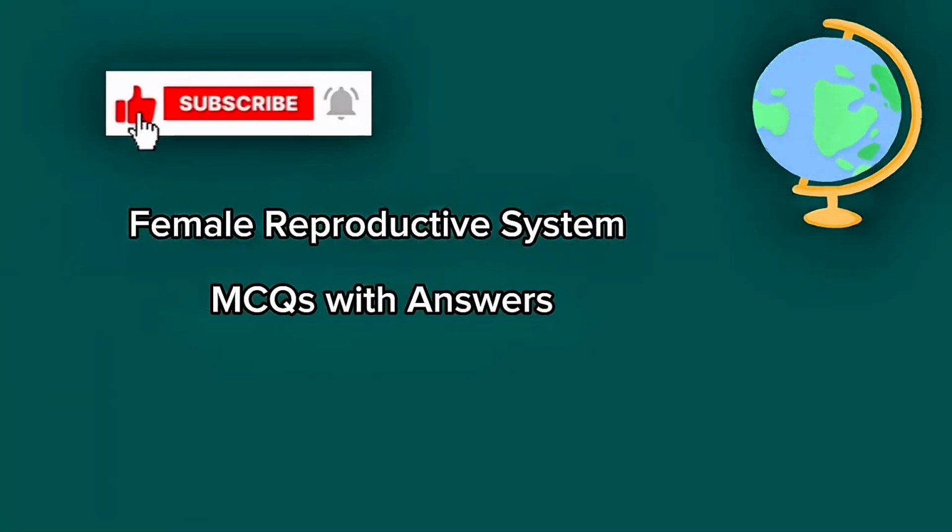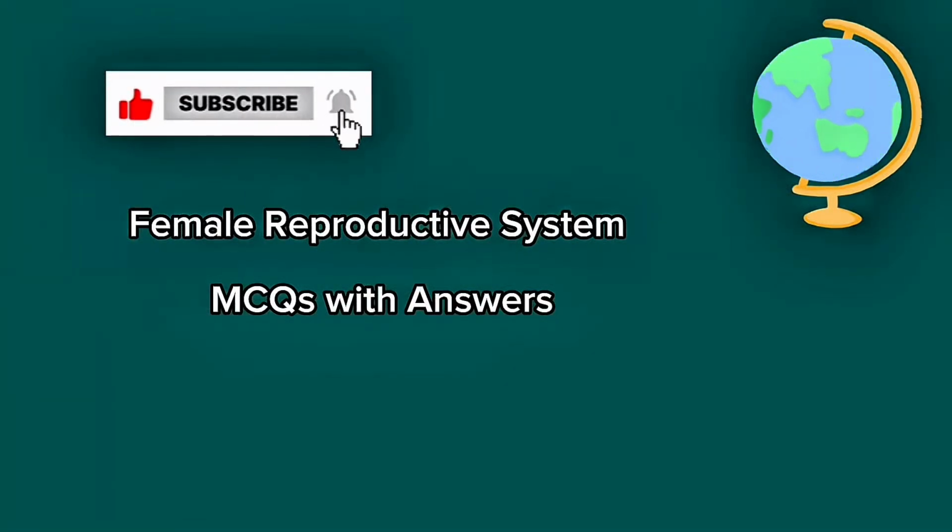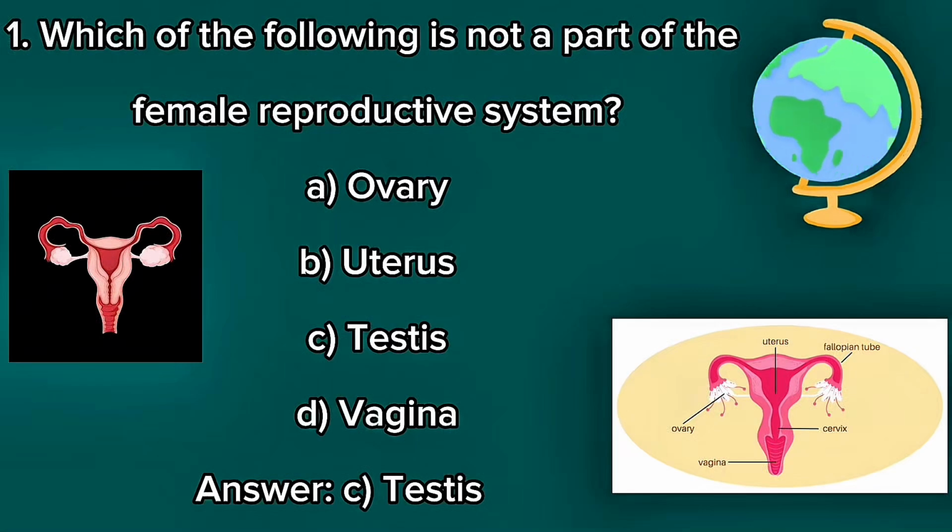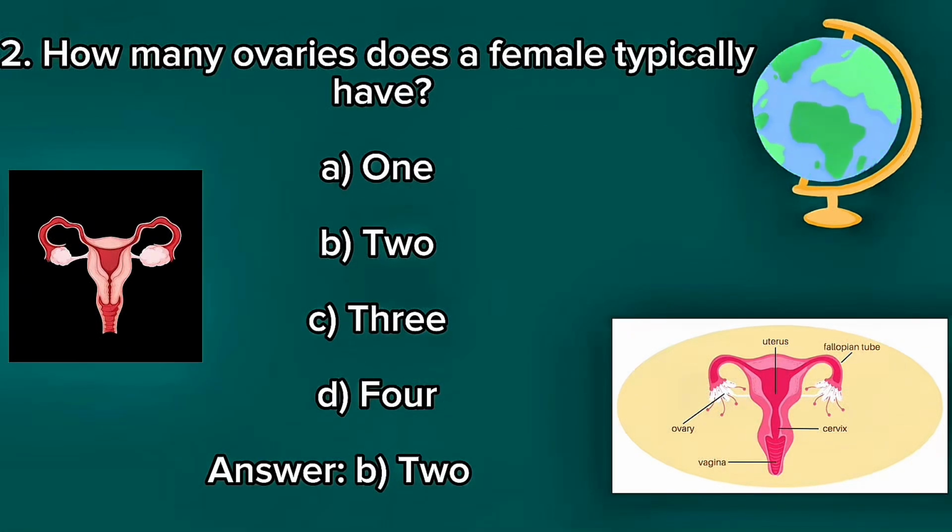Female reproductive system MCQs with answers. 1. Which of the following is not a part of the female reproductive system? A. Ovary, B. Uterus, C. Testis, D. Vagina. Answer, C. Testis. 2. How many ovaries does a female typically have?